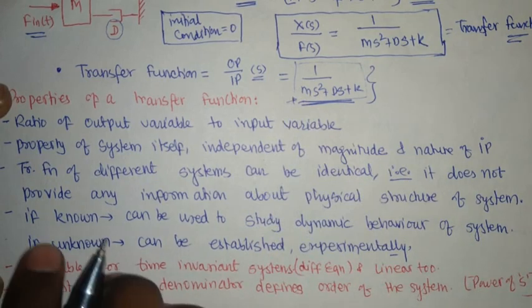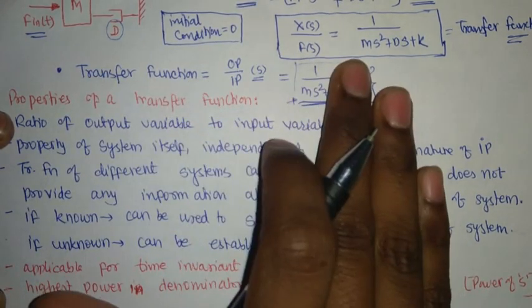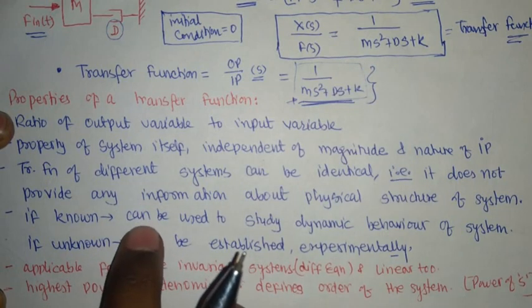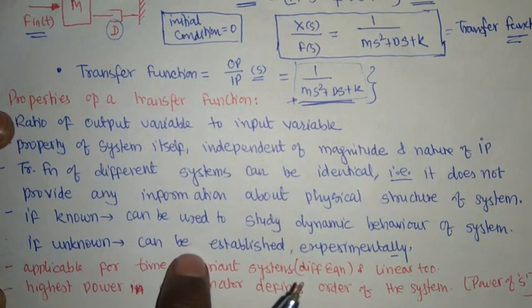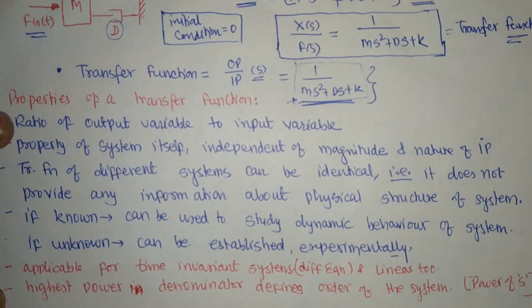Then, if my transfer function is unknown, if I don't know the transfer function, it can be established experimentally. We can do a sufficient number of experiments, study the variation of output with respect to our input, and then establish a relationship between our output and input, and we can calculate the transfer function.